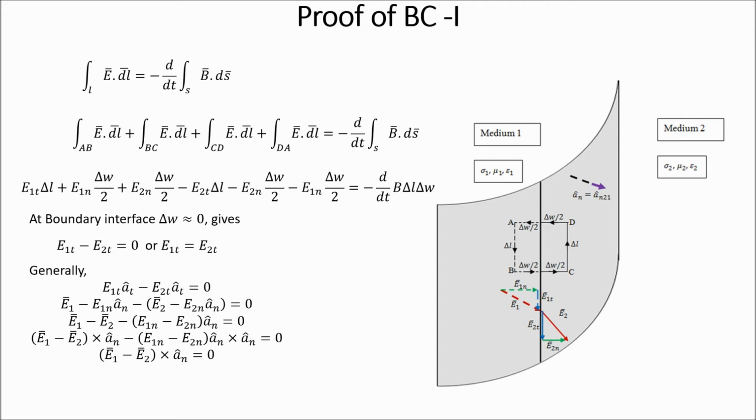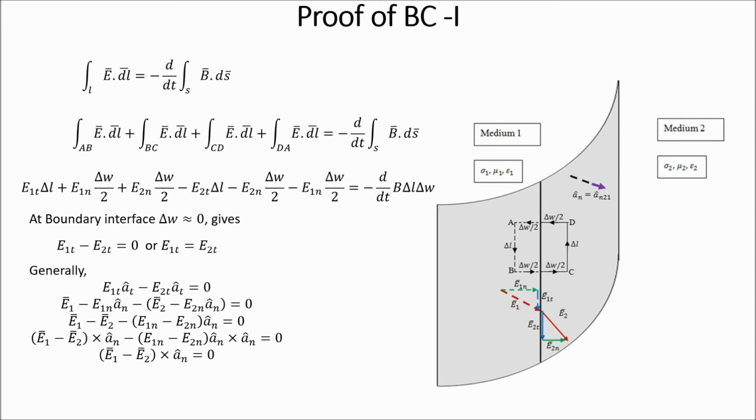And if we want to write the general vector form, we know that E1t has a tangential, parallel direction, aT. So I introduce aT on both sides, and E1t aT is basically the total electric field minus the normal component of the electric field. So the tangential component can be written as the total electric field minus the normal component. Similarly, E2t can be written as the total electric field minus the normal component of the electric field.